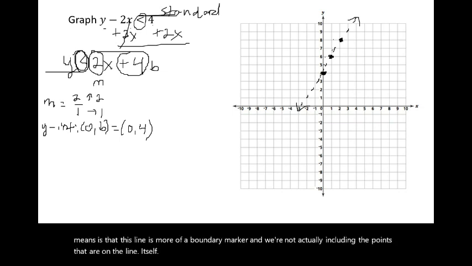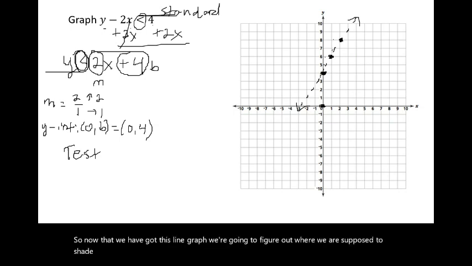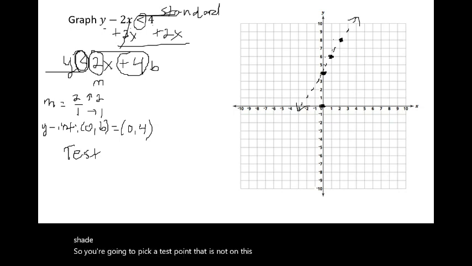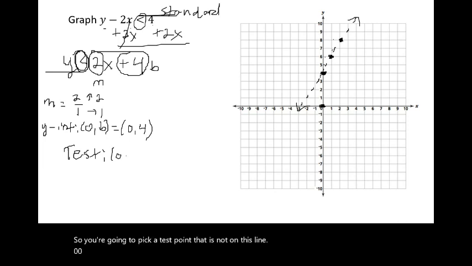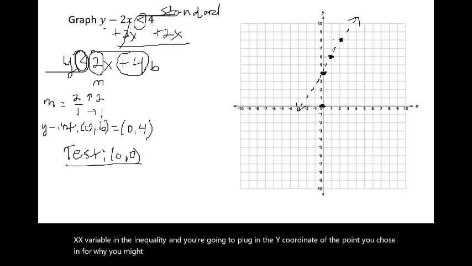So now that we have got this line graphed, we're going to figure out where we are supposed to shade. So you're going to pick a test point that is not on this line. 0, 0 is a good one to choose since it does not go through 0, 0. Just pick a point. You're going to plug the x-coordinate of the point you chose into the x variable in the inequality, and you're going to plug in the y-coordinate of the point you chose in for y. You might as well use the one where y is by itself.